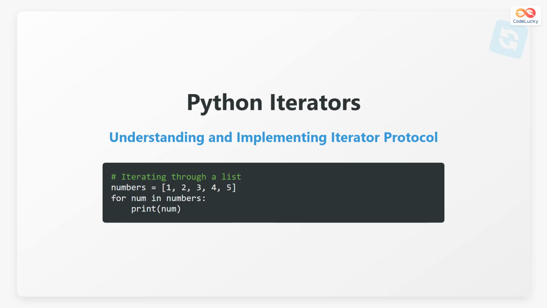Let's explore Python iterators. We'll focus on understanding and implementing the Iterator Protocol. To begin, examine this code snippet. We are iterating through a list named numbers, containing the values 1, 2, 3, 4, and 5. The for loop prints each number in the list.